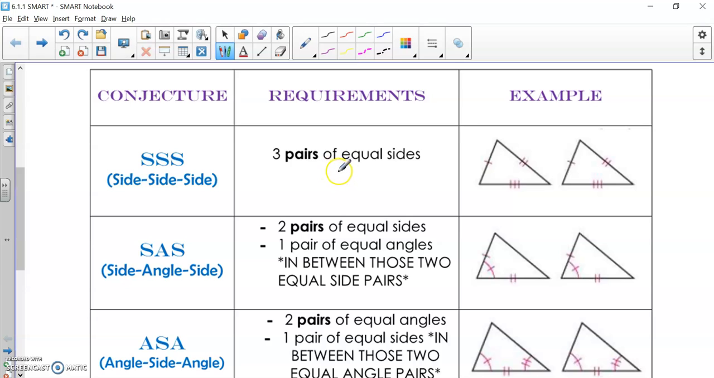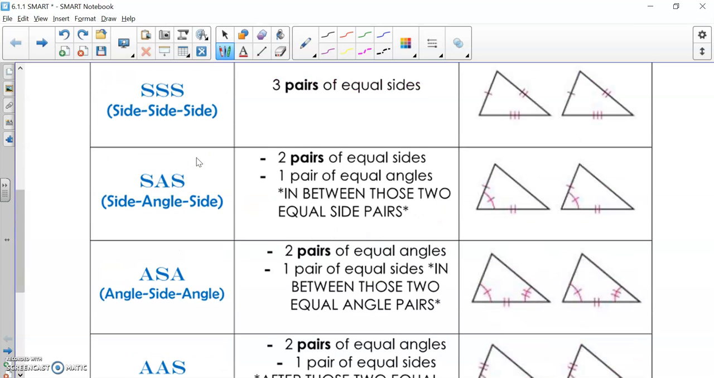So here, to qualify for side, side, side congruence, you need 3 pairs of equal sides. As you can see in this picture, we have 1 pair here, each set with matching tick marks. That qualifies for a pair of congruent sides. Sometimes I'll give you these kinds of markings, and sometimes I'll give you matching numbers. So these 2 sides are congruent, these 2 sides are congruent, and so are these 2. So that qualifies us for side, side, side congruence.